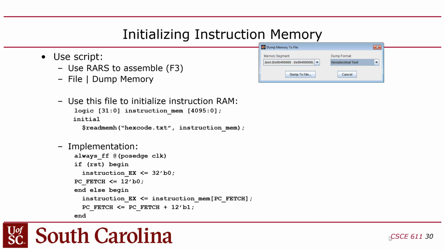Test it in RARS. Then in RARS, you can dump the program out to a hex file, a set of hexadecimal machine code instructions, that just coincidentally happens to match the format required by the $readmemh Verilog function that allows you to initialize a memory. That's just a nice little coincidence, that RARS writes a format that can be immediately read in by Verilog, for either ModelSim or Quartus, to load the program assembled by RARS into your hardware.